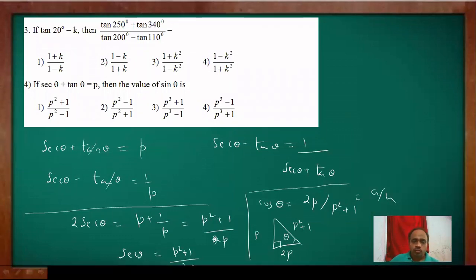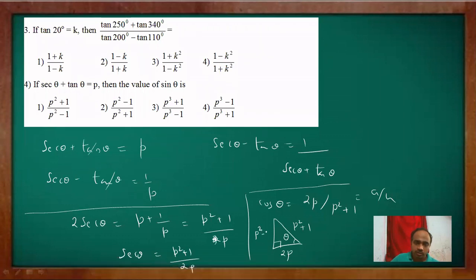Yes. So if you apply Pythagoras theorem, I get p square minus 1. So now what is sine theta? Opposite side by hypotenuse. P square minus 1 by p square plus 1. Like this you can write. Option 2. There is one more way.